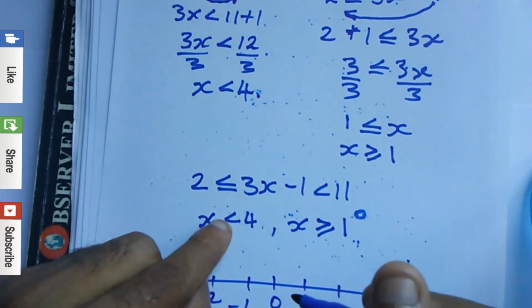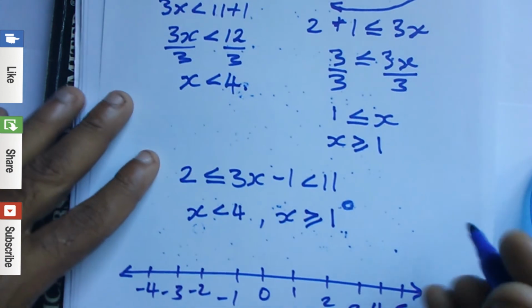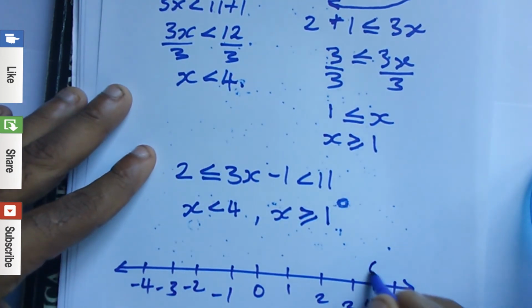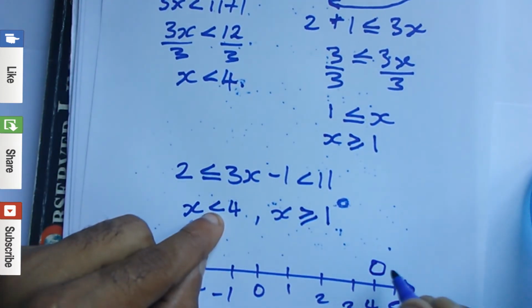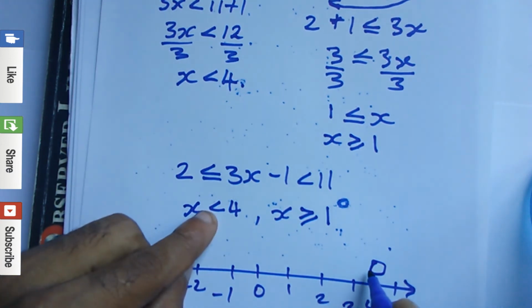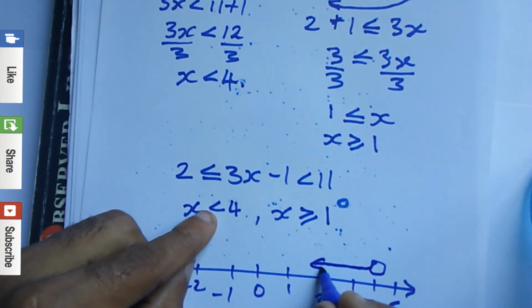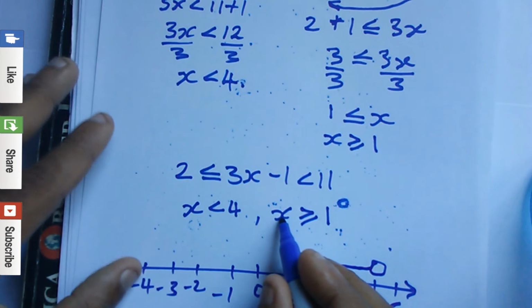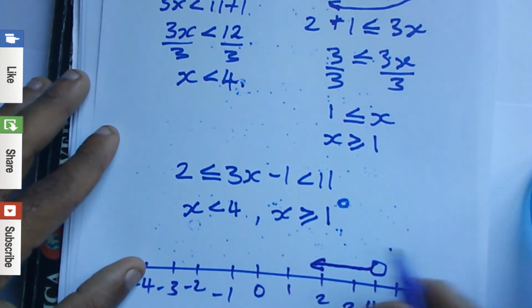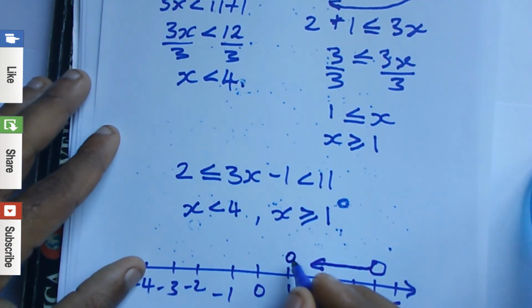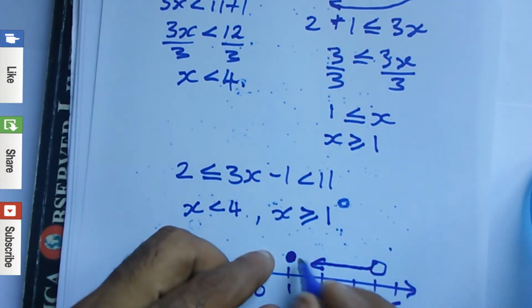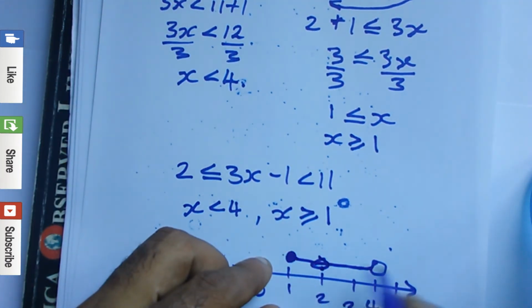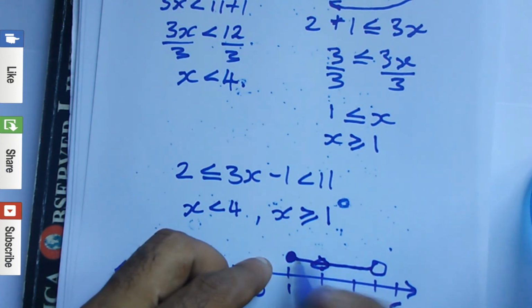Now x is less than 4, so we need to locate 4. This is 4. Remember, we're not going to shade the circle. x is less than 4, so all values in this direction are less than 4. Then we have x is greater than or equal to 1, so we have to find 1. This is 1, so we're going to shade it. And x is greater than, so all values in this direction are greater than 1. So this is the region that they want.